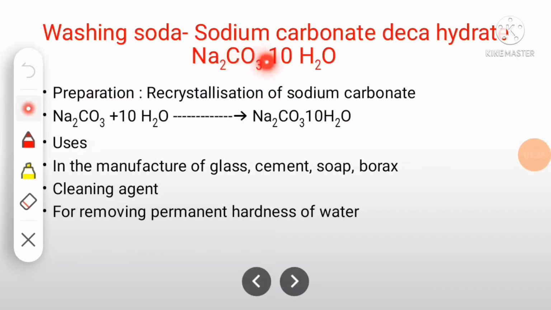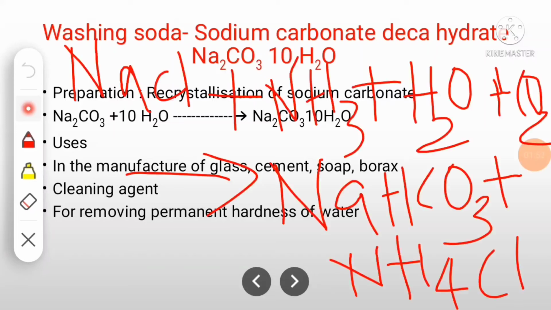What is anhydrous sodium carbonate? It is Na2CO3, which does not contain water. And it is also known as soda ash. And washing soda is produced from sodium chloride through 3 steps. The first step: a cold and concentrated solution of sodium chloride is reacted with ammonia and carbon dioxide to obtain sodium hydrogen carbonate.